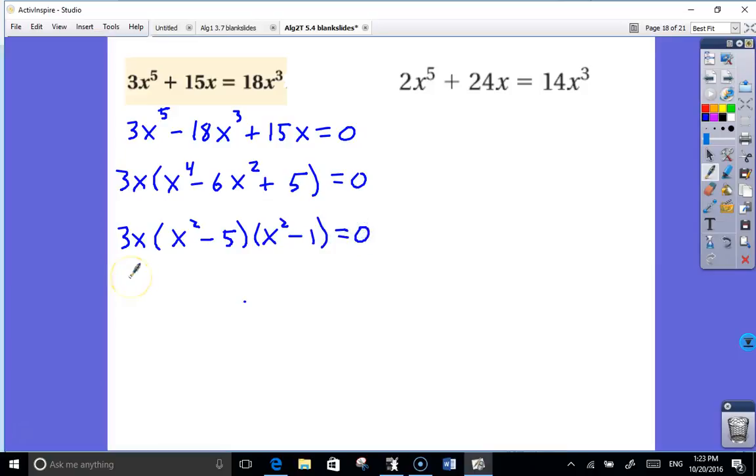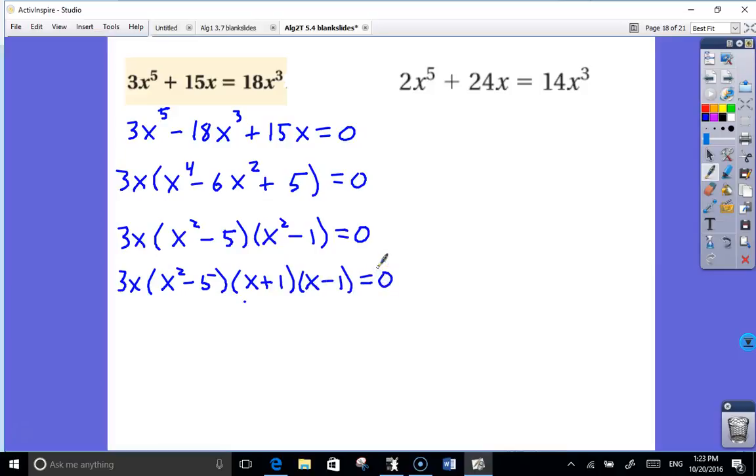Okay, any more factoring? Josiah? Yeah, the factor x squared minus 1, another difference of squares. So let's do that. So we get 3x times x squared minus 5 times x plus 1 times x minus 1 equals 0.